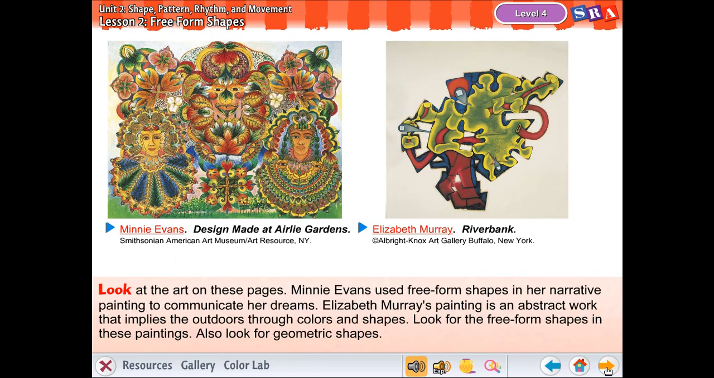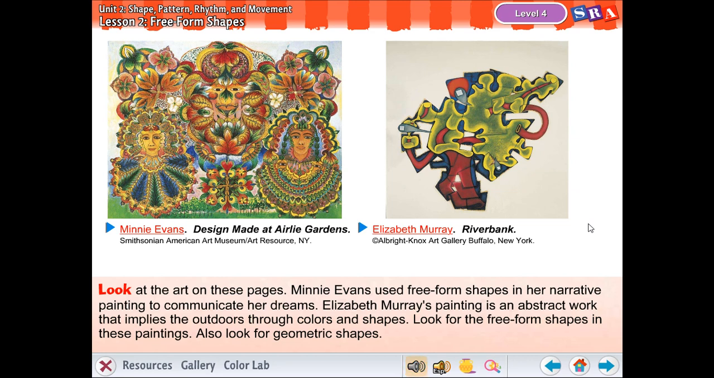So let's look at the artwork on these pages. There's an artist named Minnie Evans that they're featuring. She used freeform shapes in her narrative painting. We know what a narrative is, to communicate her dreams. And then Elizabeth Murray, her painting is an abstract. Abstract means something that doesn't look real. Okay, it's an abstract work that implies the outdoors through colors and shapes.